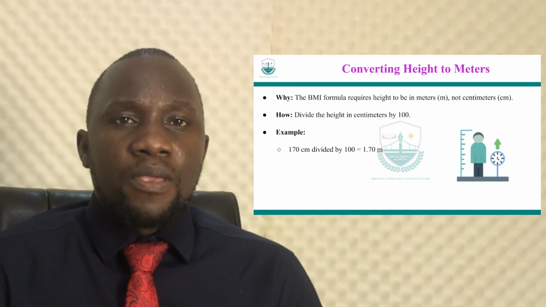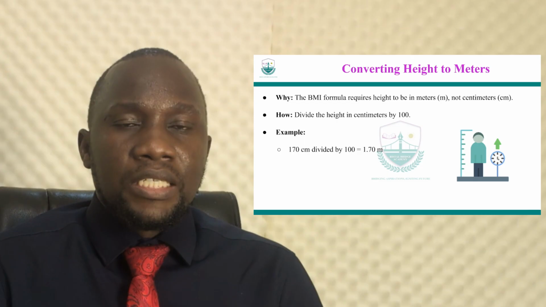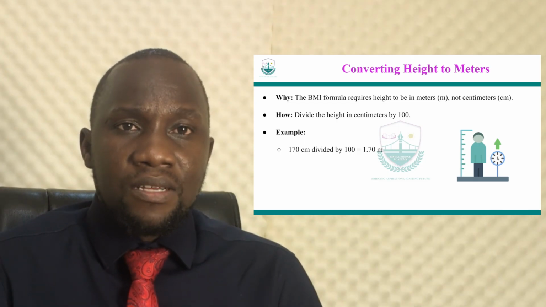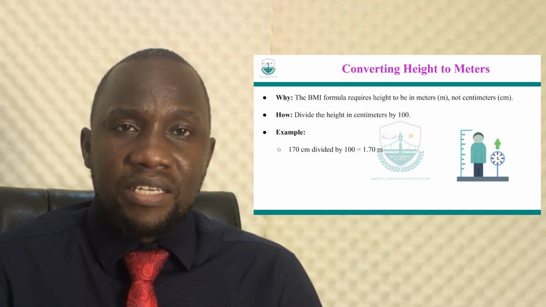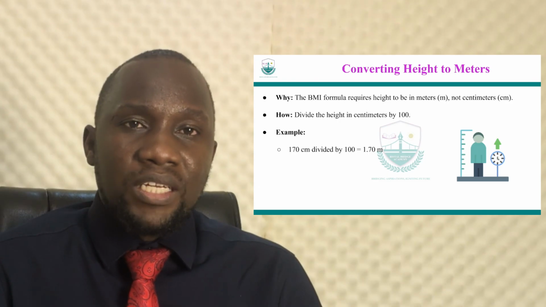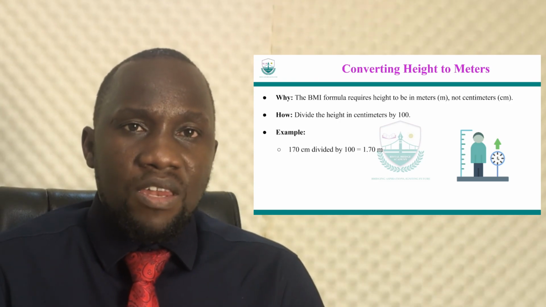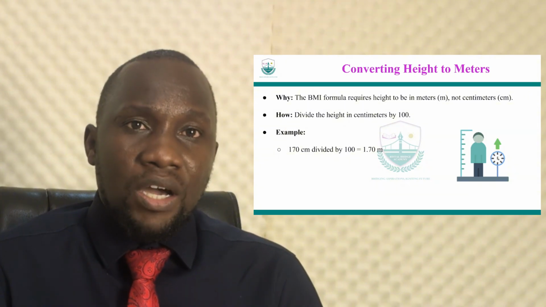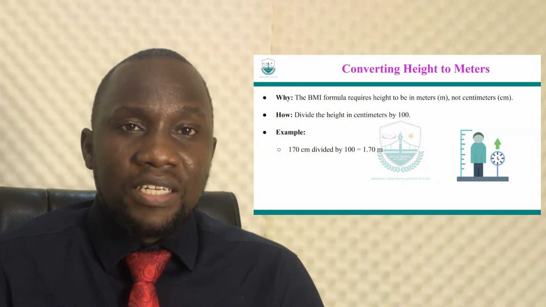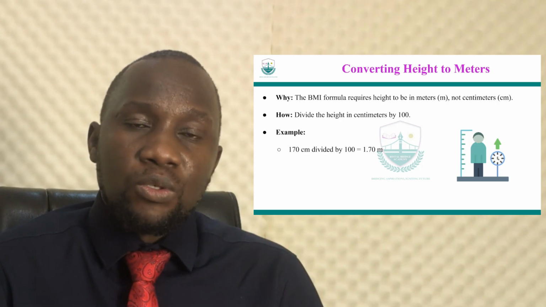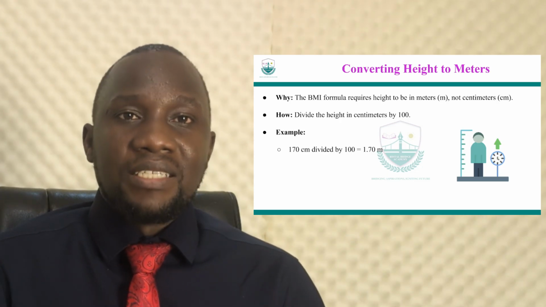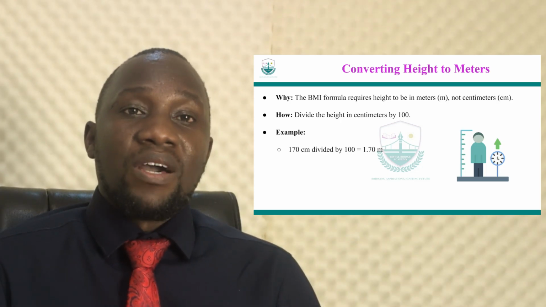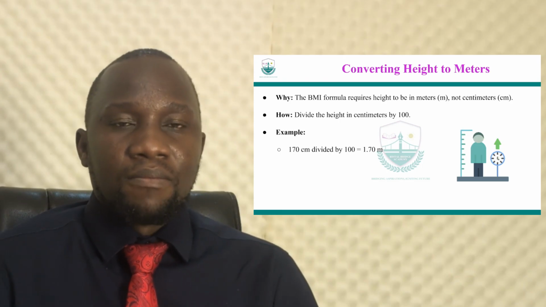Okay, so the height has to be in meters. That is one, and then the weight has to be in kilograms. So even if you are given numbers to calculate with, you make sure that the units are always kilograms for the weight, and the height is in meters. And then from there you can determine the body mass index.